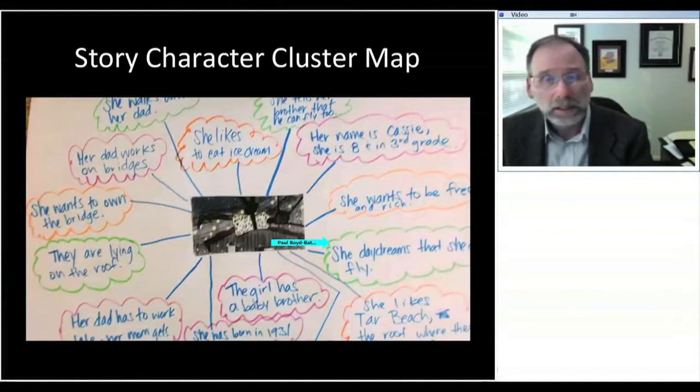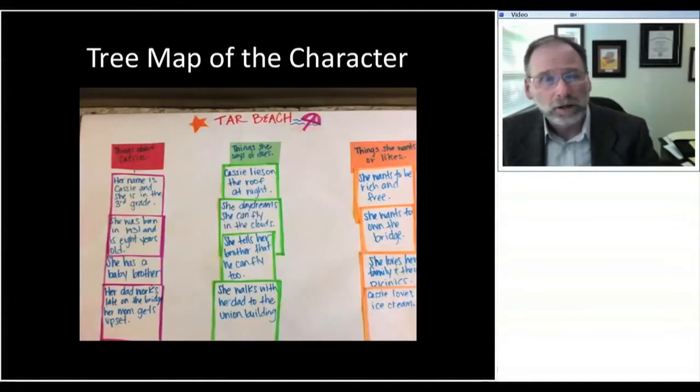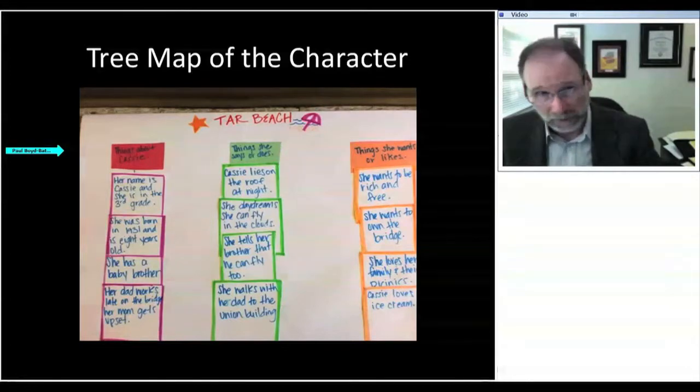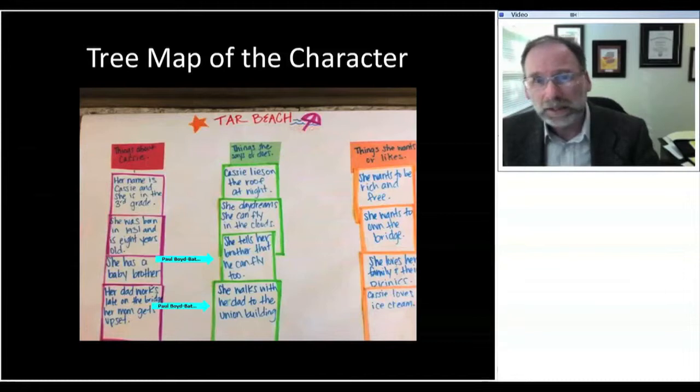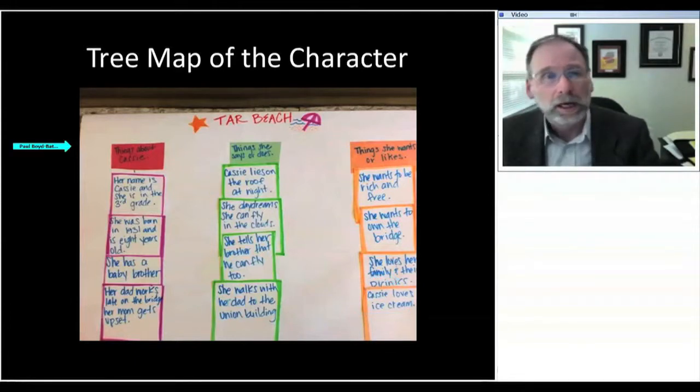Let's look at what they've done now. All those ideas that were red are now grouped together in a tree map. And the green ideas get grouped together, and this becomes the beginning of sharing paragraphs with similar ideas. This one is about things about the character Cassie, things that she says or does, and then things that she wants or likes to do.